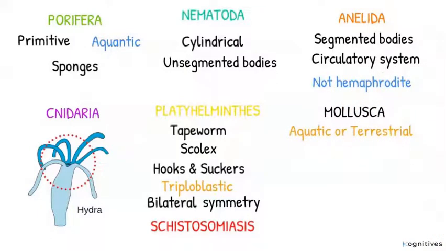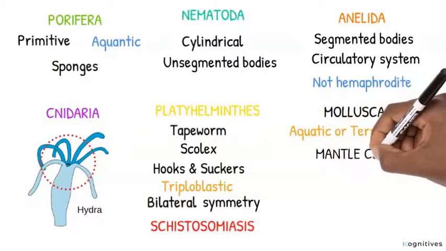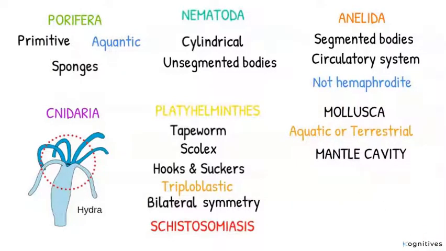The phylum Mollusca contains organisms like the snail, the oysters, and others which may be aquatic or terrestrial with an outer or inner shell. They usually have a large muscular foot, a head, and several internal organs or viscera. They also possess a mantle cavity which aids in respiration.